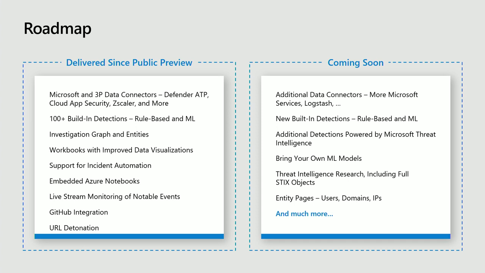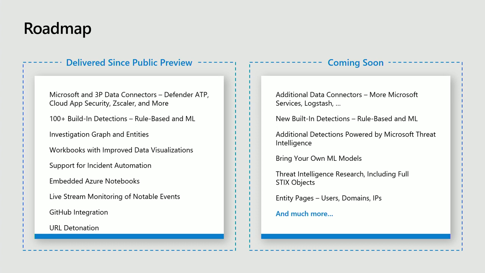You might be asking what's coming next, and that is more data connectors with more Microsoft services, more third-party security technologies, Logstash, more built-in detections, both rule-based and ML. You'll continue to see innovation there. Just like when Mystic detected activity for the phosphorus group, they instantly built into Azure Sentinel new rules to help address that threat. So you can expect that to continue to happen on an ongoing basis.